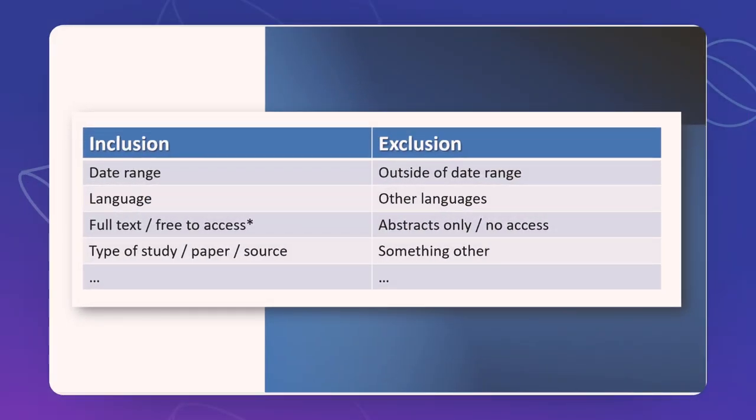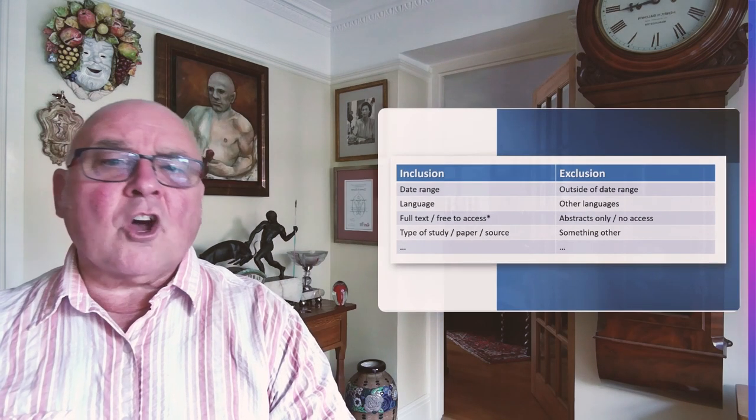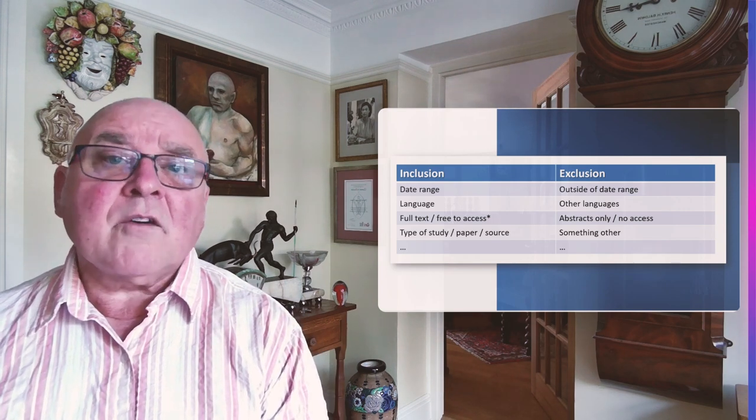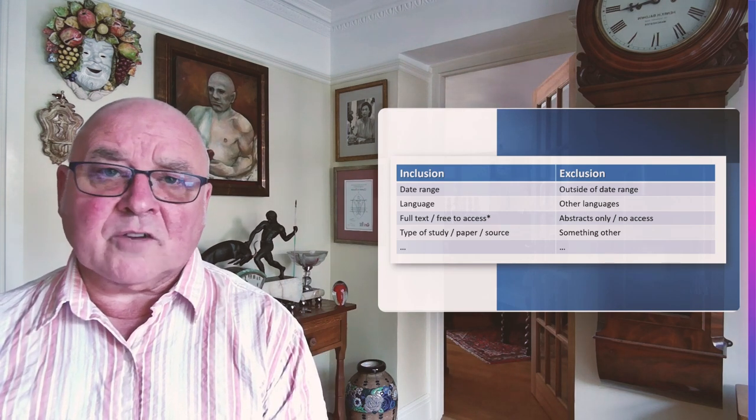Also, choose those that you can access for full text, because there's no point going for them if you're only able to see the abstract. That's not going to give you enough detail that you need. If you find that there are texts that you want and you're not getting free access to them, remember, you can always request those free of charge through the library service.